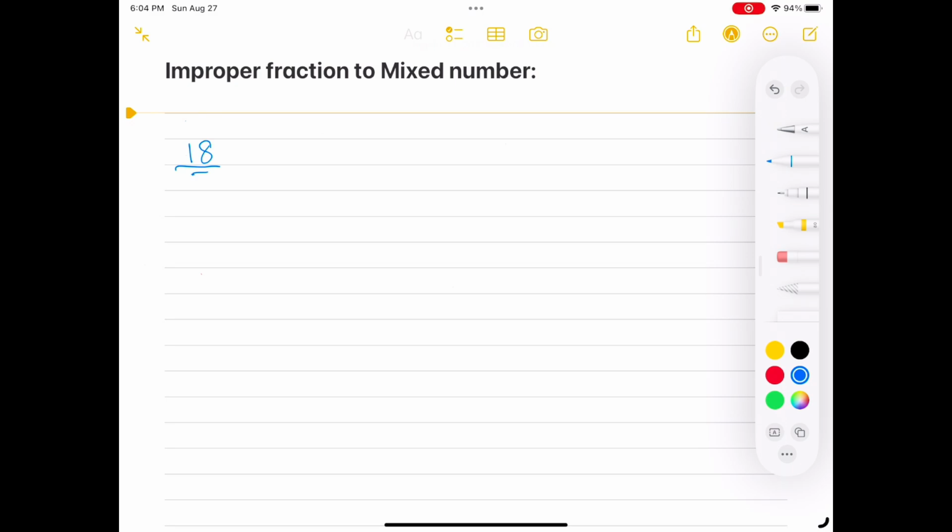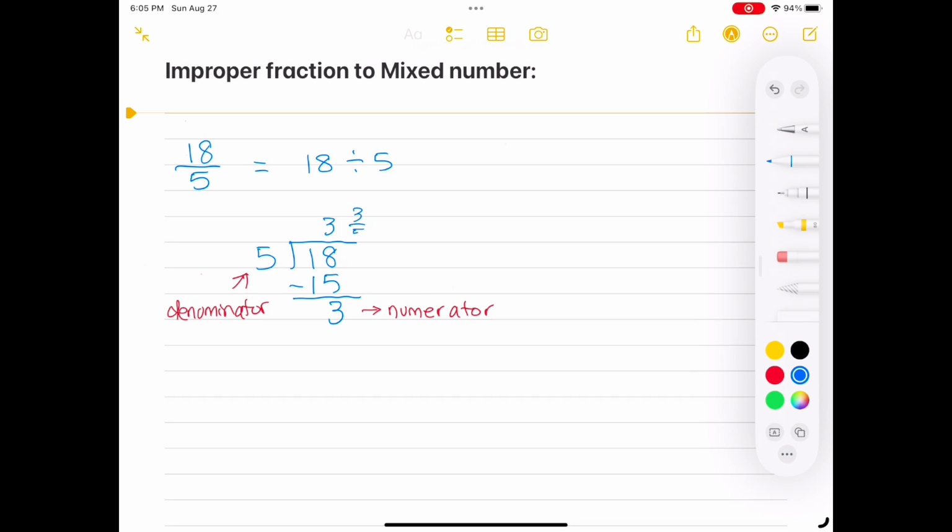Next, we convert the improper fraction, 18/5, to a mixed number. 5 goes into 18 3 times. 5 times 3 is 15. 18 minus 15 is 3. The remainder, 3, becomes the numerator, and the divisor, 5, is the denominator. So 18/5 is 3 3/5.